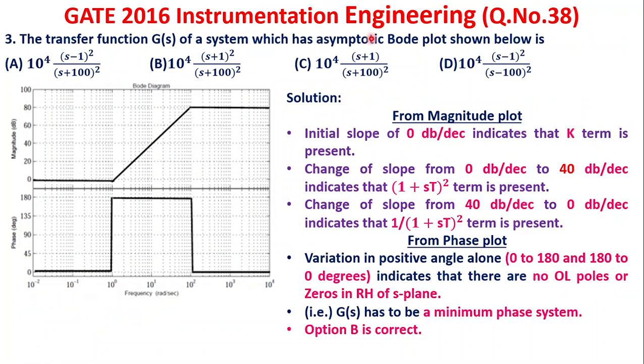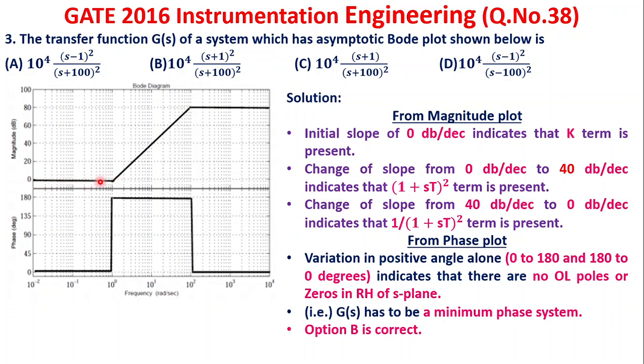GATE 2016 Instrumentation Engineering question paper, question number 38. The transfer function G(s) of a system which has an asymptotic Bode plot shown below is what? Here four similar transfer functions are given, and if you see the magnitude plot, initially the slope is 0. Whenever you have initial slope 0, it means definitely you will not have a zero at the origin or a pole at the origin. Only the K factor is present.